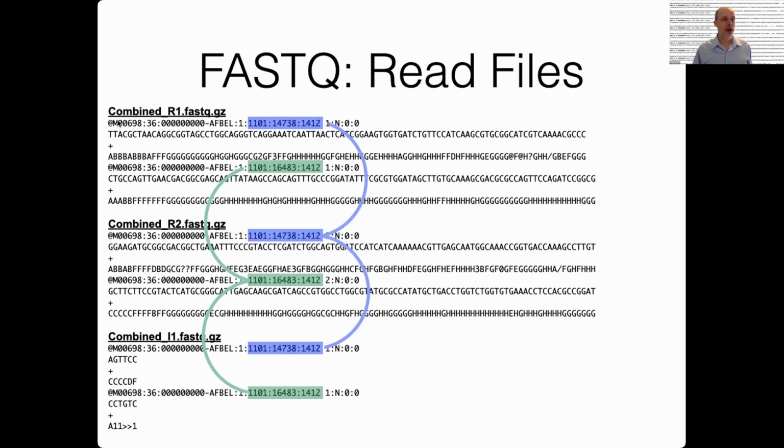The other thing that I'll point out is that this other part, remember, this is the serial number for the sequencer. This is the run count, and this is the flow cell serial number. Those should be the same for all the reads in a given file, because generally you're going to have all the data from one sample from one sequencing run in one file.